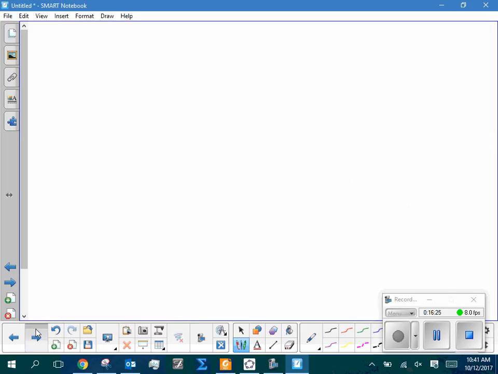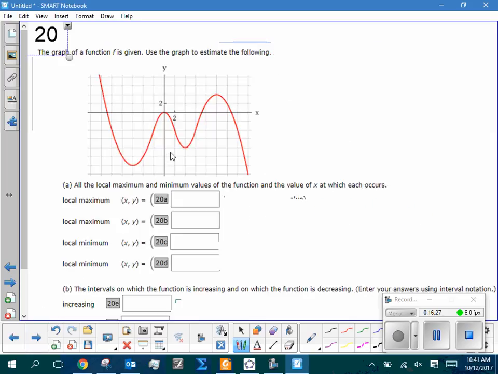So 17, 20, similar idea. 20 is asking for maximums and minimums first. So there are all our locations for maximums and minimums in this particular problem. And they're asking for local ones. And then they come over here and they tell you, like, type in the smaller of the two or something like that. So it tells you which one to type in.